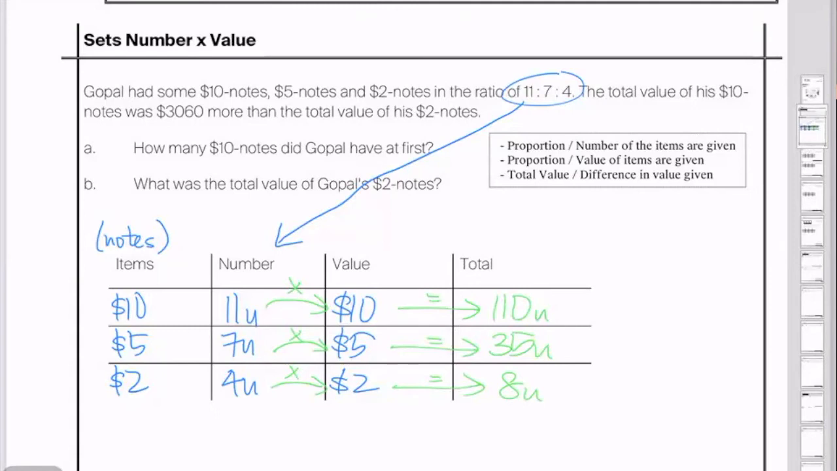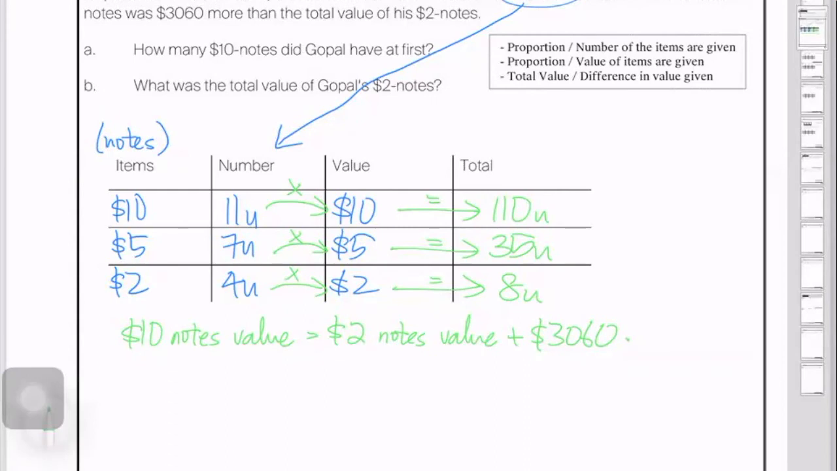So with that, the value of $10 notes is $3,060 more than $2 notes. Correct? So the $10 notes value must be equal to the $2 notes value plus 3060. Right, so the value of your $10 notes must be equal to the value of your $2 notes plus $3,060, correct? Hey, Joven, you understand this, right?